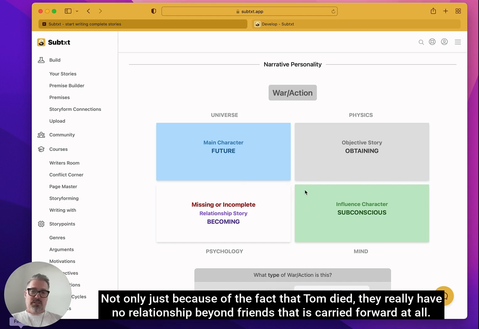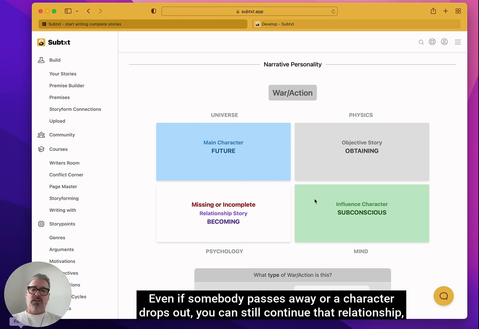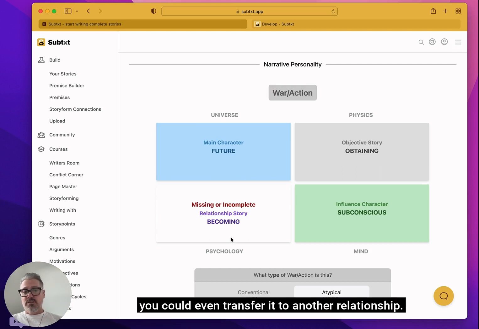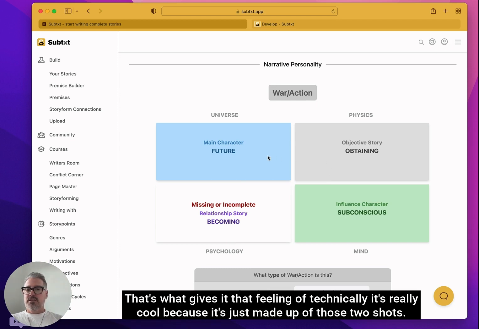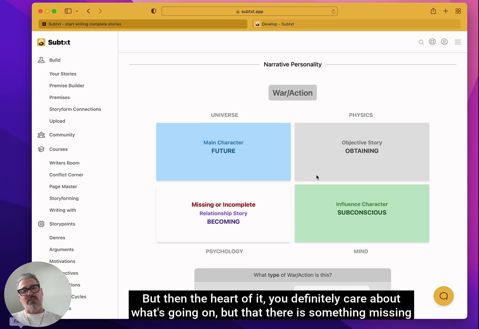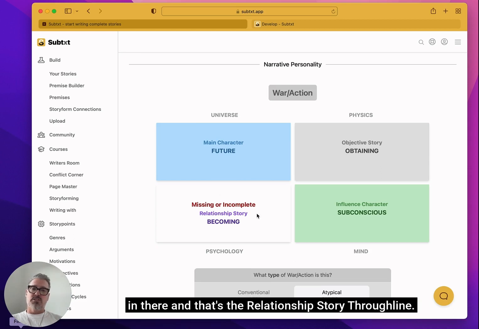Not only just because of the fact that Tom died, they really have no relationship beyond friends that is carried forward at all. And even if somebody passes away or a character drops out, you can still continue that relationship. You could even transfer it to another relationship. But unfortunately, in 1917, it's not there. That's what gives it that feeling of, technically it's really cool because it's just made up of those two shots. But then the heart of it, you definitely care about what's going on, but there is something missing in there. And that's the relationship storytelling.